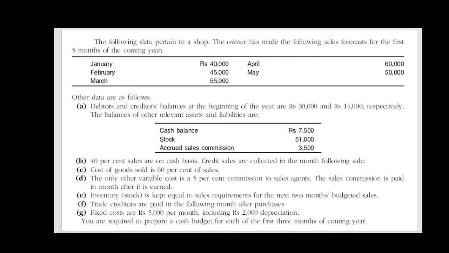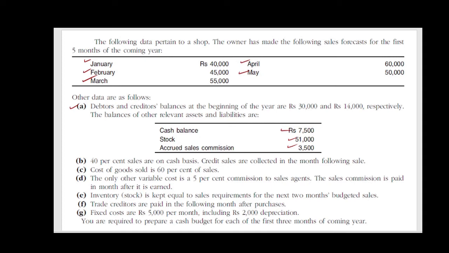The owner has made the following sales forecast for the first 5 months of the coming year. So, sales relating to January, February, March, April, and May are given. There is additional information as well. The first adjustment talks in terms of the opening balances of debtors and creditors. Beginning balances of debtors and creditors are rupees 30,000 and 14,000 respectively. And other balances are cash balance rupees 7,500, stock rupees 51,000, and accrued sales commission rupees 3,500.